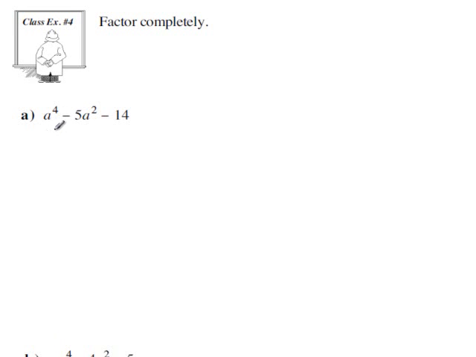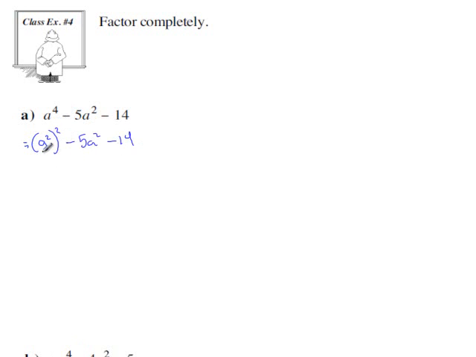Okay, so I don't know how to factor something with a to the fourth in it, but I would know how to factor if it was something squared. So I need to rewrite this a to the fourth as something squared. I know a to the fourth is a squared times a squared, so I could rewrite this as a squared times itself, or in other words, a squared squared. So a squared squared minus 5a squared minus 14.